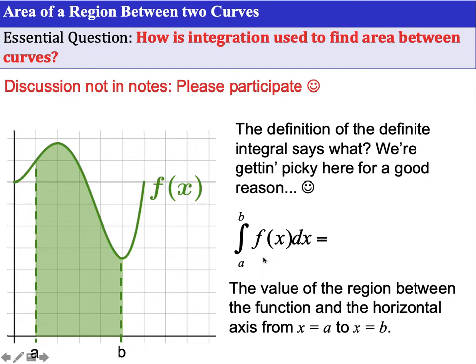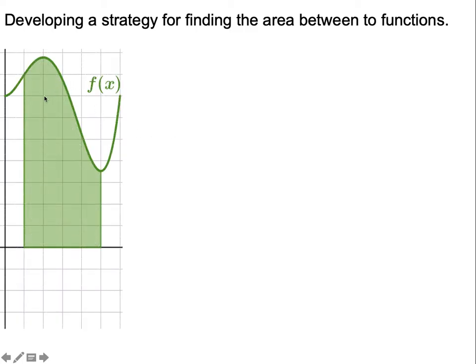That's the definition, and we're going to use it so that we can find the area between two curves. So we have to develop that strategy. What happens when we introduce a second curve? This is where your notes begin. Here's that same function, f of x. When we integrate f of x from a to b, we get this green region, the value of the area between the function and the x-axis.